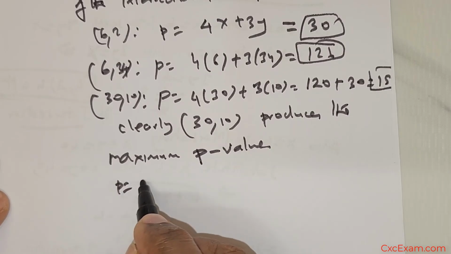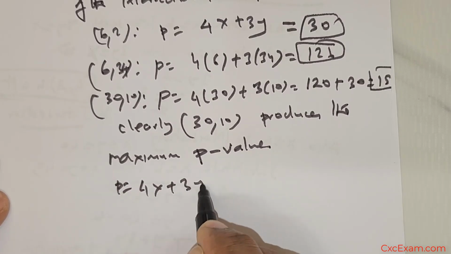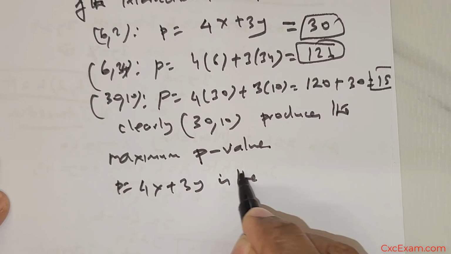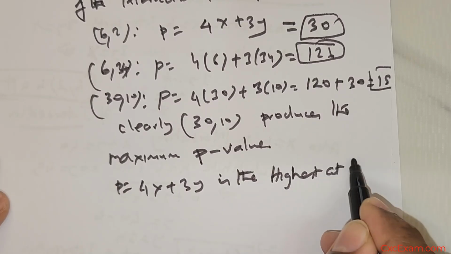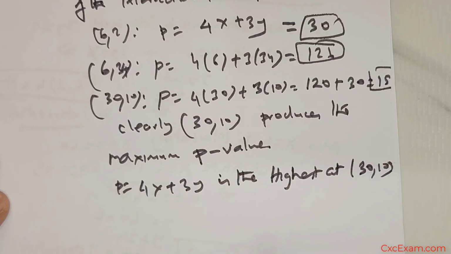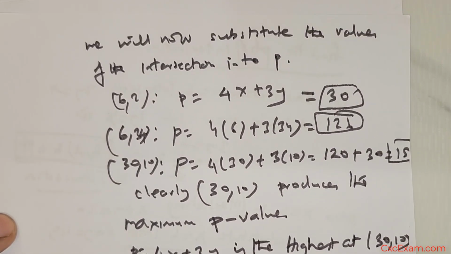So p = 4x + 3y is the highest at (30, 10). That's the solution for this question.